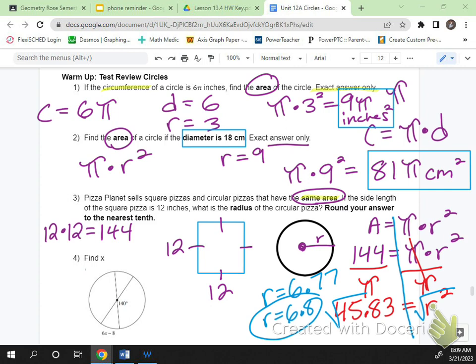Questions about number 3? Circle it, star it, highlight it. You're going to see something like this. Any questions?